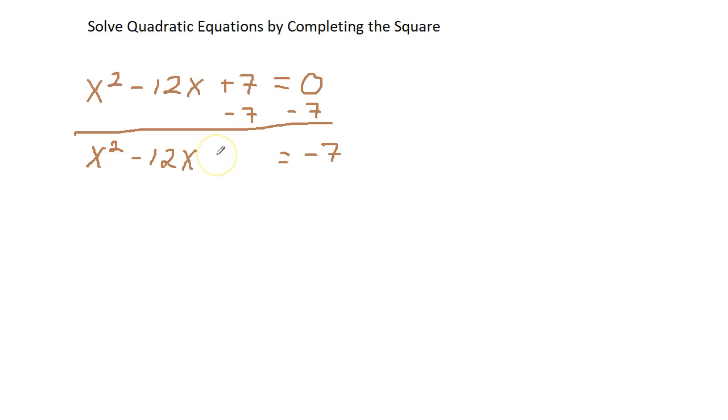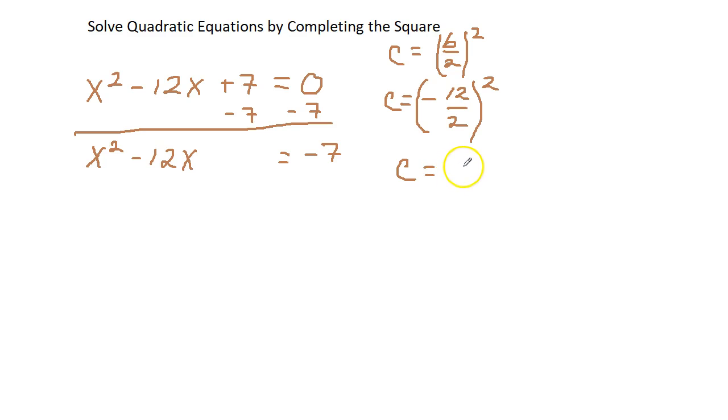Now, we could call this c, because remember these are ax squared plus bx plus c, and when we want to find the value of c, c equals b divided by 2, and then we square it. So our b is negative 12. So c equals negative 12 divided by 2, quantity squared. So c equals negative 12 divided by 2 gives me negative 6. When I square negative 6, I get 36. So c equals 36. Now, what I'm going to do is add 36 to both sides of the equal sign.